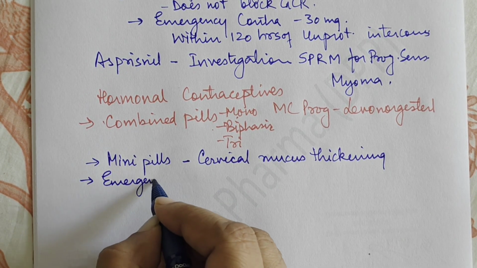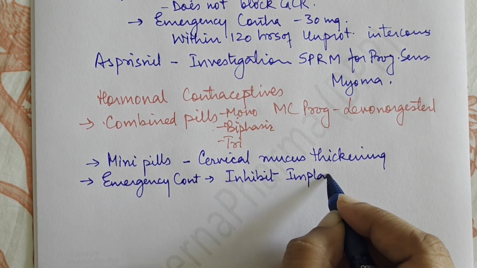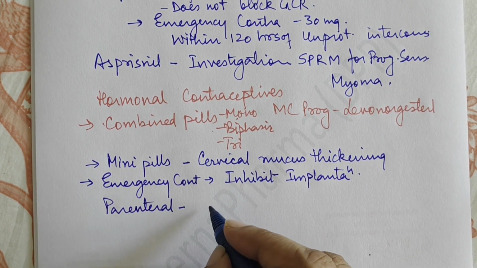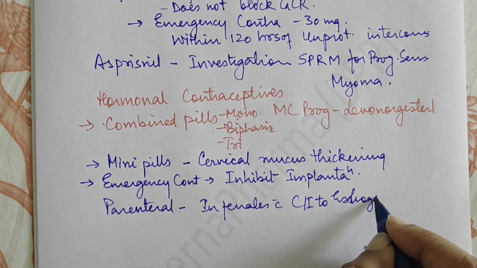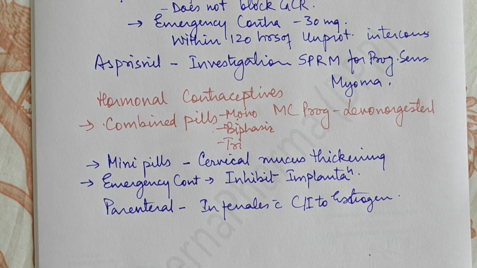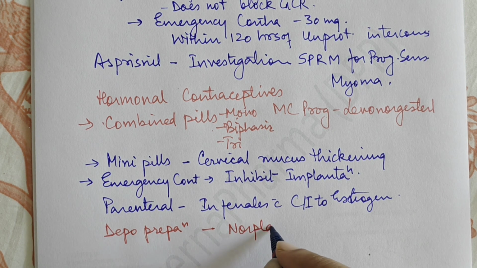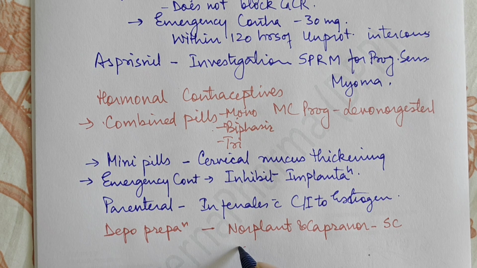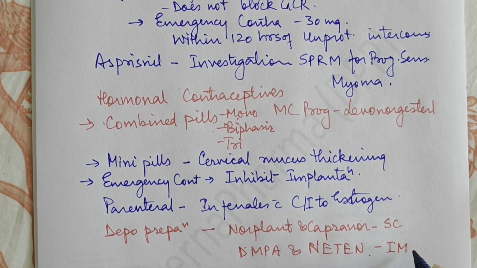Then we have emergency contraceptives. They basically inhibit the implantation. Parenteral use is also given in females having a contraindication to estrogens. In this, there are depot preparations which are given either as subcutaneous implants or intramuscular injections. So prolonged depot preparations are there, and what are they? We have Norplant and Capronor, which are given subcutaneously, and we have DMPA and NET-EN, which are intramuscular.